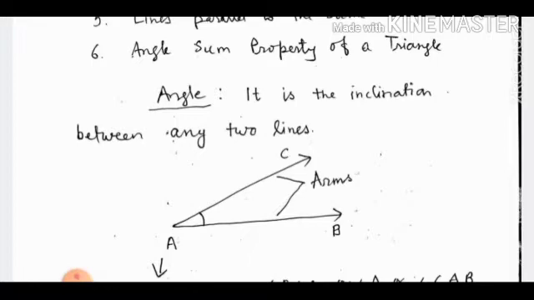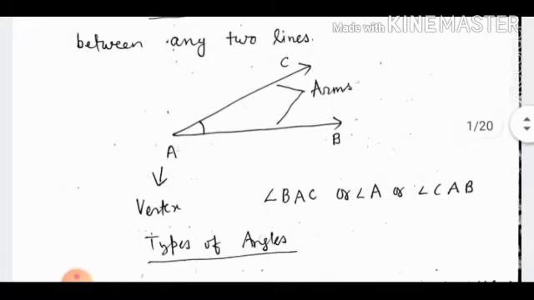Let us define angle. It is the inclination between any two lines. Here you can see ray AC and AB. You know, a ray is the part of a line having only one endpoint. AC and AB are called the arms of the angle. It is written as angle BAC, or angle A, or angle CAB. Point A is called the vertex of the angle.